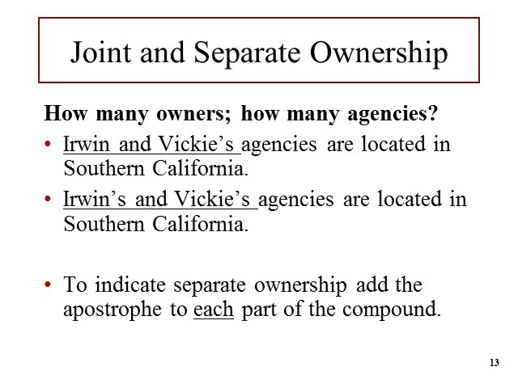Let's talk about the same kind of thing. How many owners? How many agencies? Irwin and Vicky's agencies are located in Southern California versus the next one. Irwin's and Vicky's agencies are located in Southern California. Well, I think that we can conclude, because we say agencies, there's definitely more than one agency. But in this case, Irwin and Vicky own them together. Perhaps they're business partners, husband and wife. Either way, together they own more than one agency. Here, they own them separately. More than one agency, they own them separately. Do you see the difference? Very important.